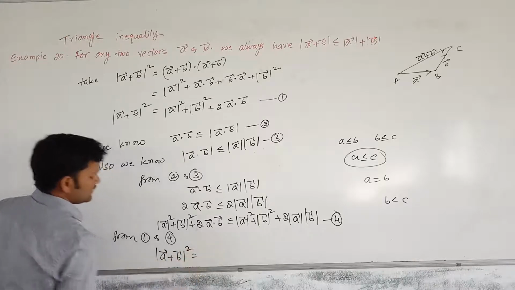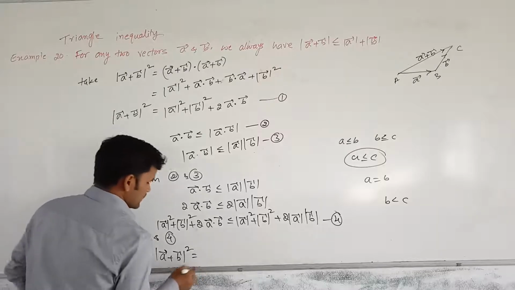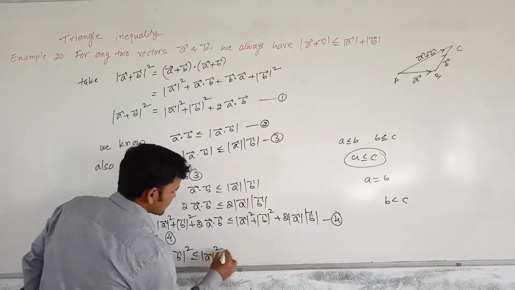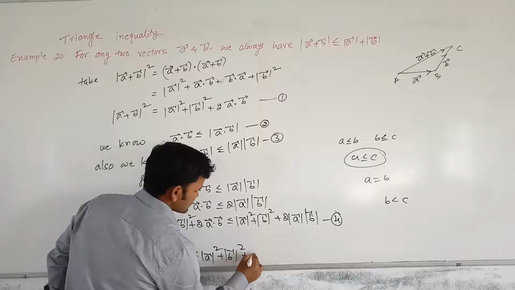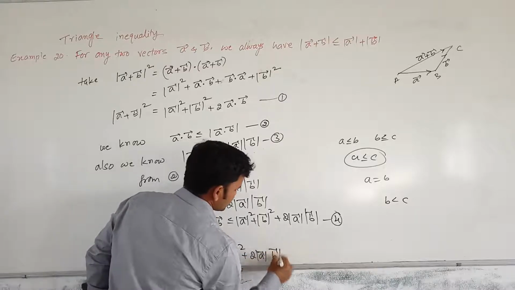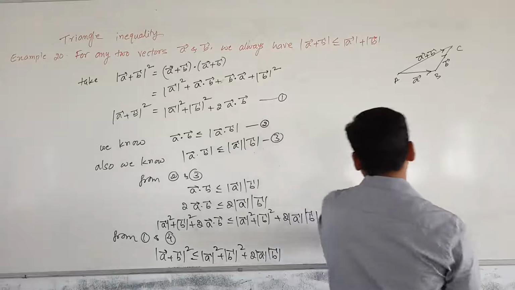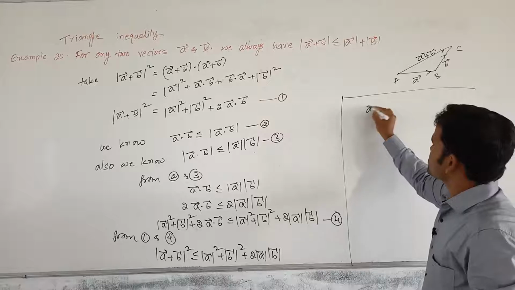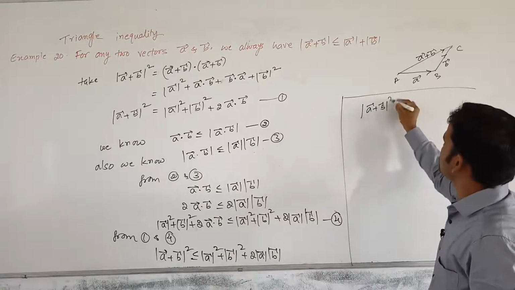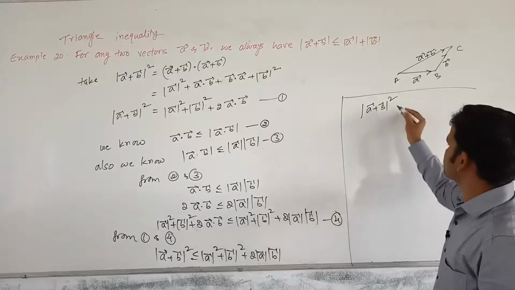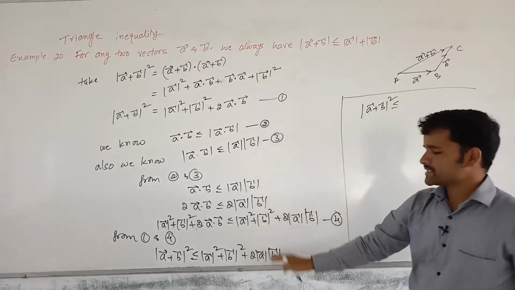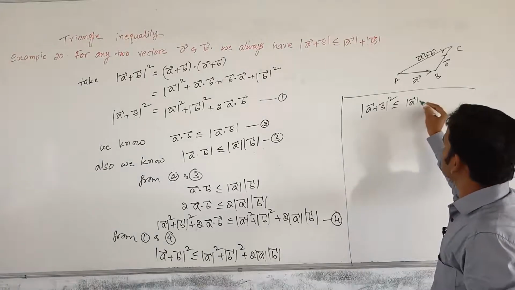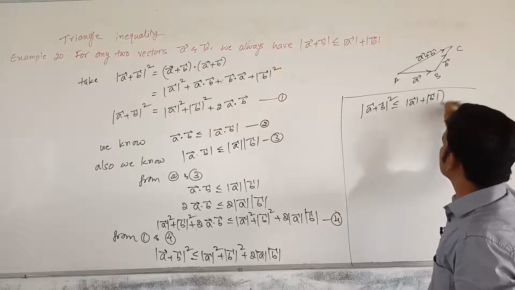From equation 1 and 4 I can write magnitude of a plus b square is less than or equal to magnitude of a square plus magnitude of b square plus 2 times magnitude of a into magnitude of b. Now, the left hand side you keep as it is, magnitude of a plus b whole square, which is less than or equal to the right hand side, which is in the form of a square plus b square plus 2ab. It can be written as magnitude of a plus magnitude of b whole square.